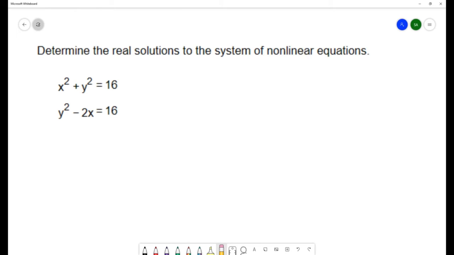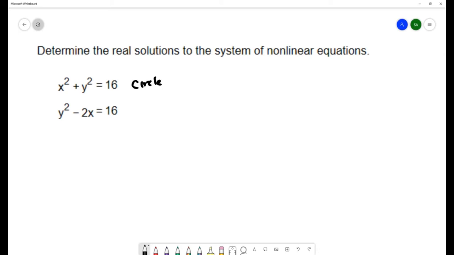What I like to do to start off these problems is to just get an idea of the picture, and with the picture it gives me an idea of how many solutions I might have. So when I look at this first equation, I notice that it's the equation of a circle. It follows that pattern of having x squared and y squared with a plus and equals a constant.